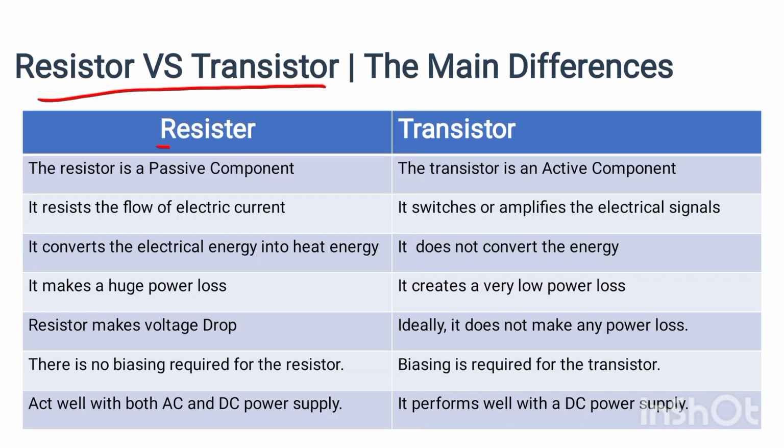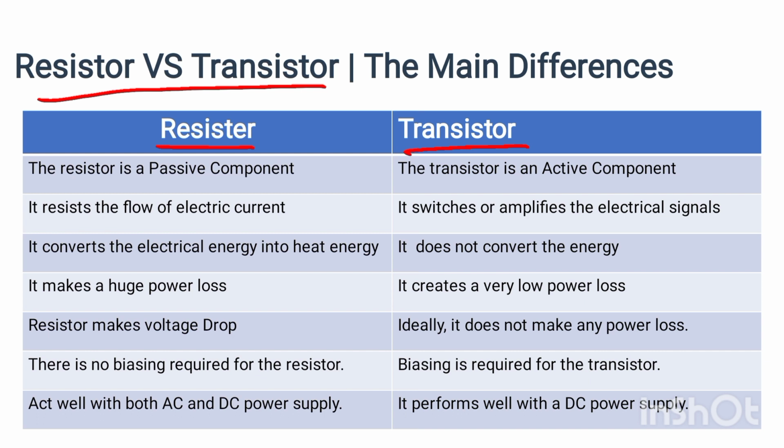Here, the first one is a resistor and the second one is a transistor. We know a resistor is a passive component whereas the transistor is an active component. So, simply, I will differentiate the passive and active components. A passive component is a component which absorbs energy from the circuit, and an active component is a component which delivers power to the circuit. This is the difference between active and passive components.